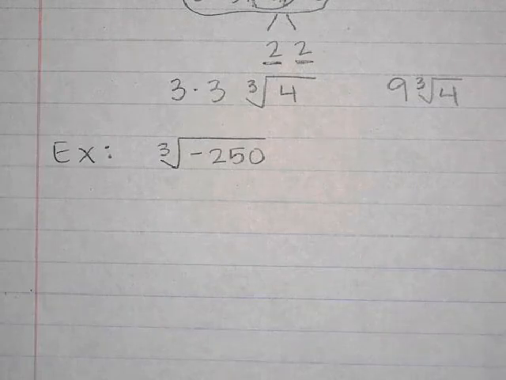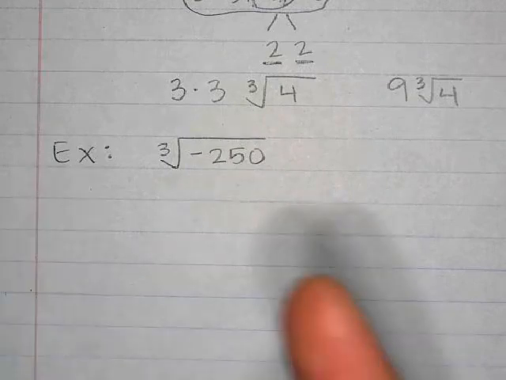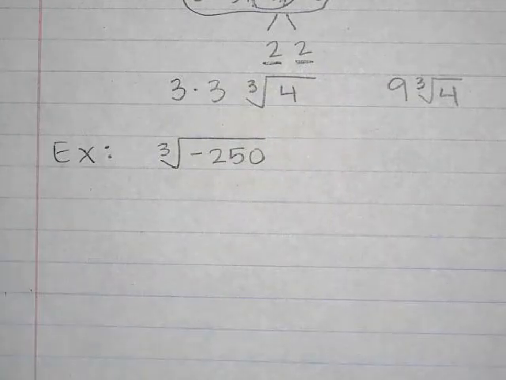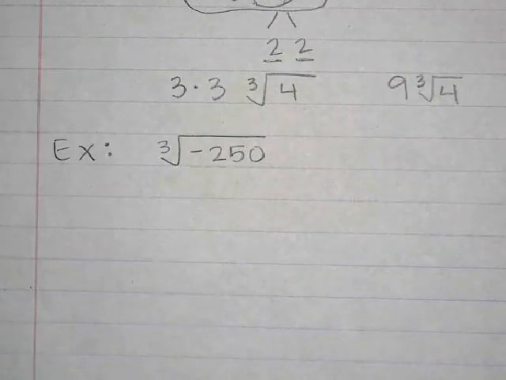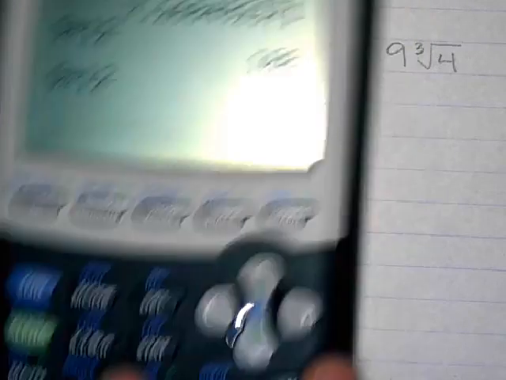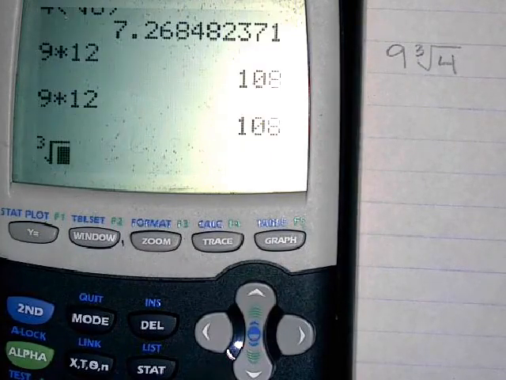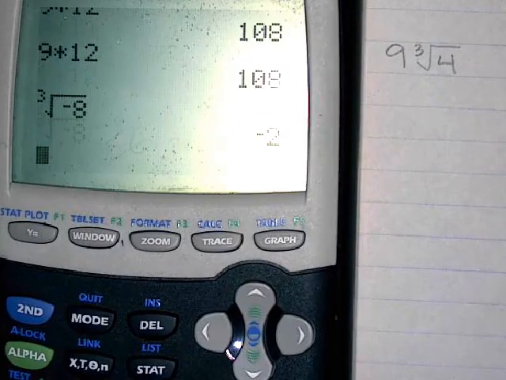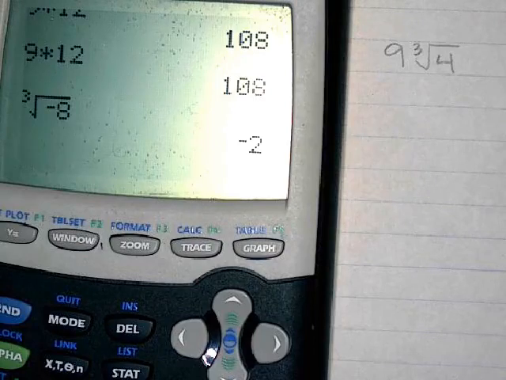A cube root can have a negative because a cube root is just saying what multiplied by itself 3 times becomes that number, and negatives will do that easily. A negative times a negative times a negative is a negative. So you can cube root a negative number and your calculator will not protest it. If I were to cube root negative 8, my calculator's like, oh yeah, that's negative 2, because negative 2 multiplied by itself 3 times gets you negative 8.